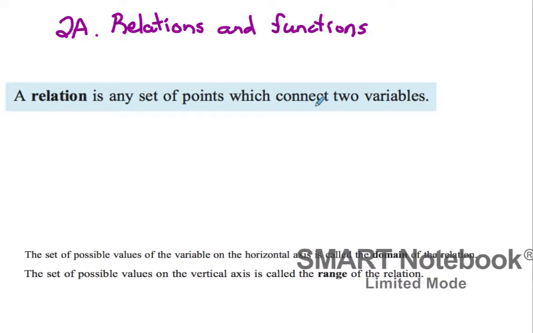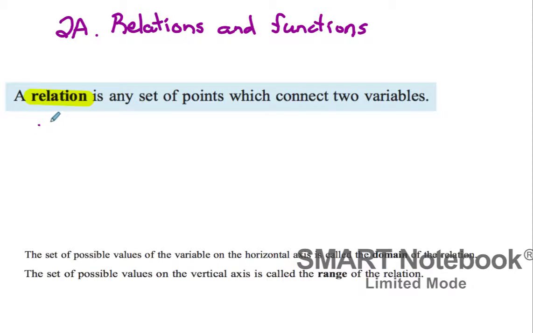Chapter 2, Section A, Video, Relationships and Functions. In today's video, we're going to look at what makes a relationship, and then more exactly, what type of relationship is a function. So a relationship, very simply, is a set of any points which connect two variables.